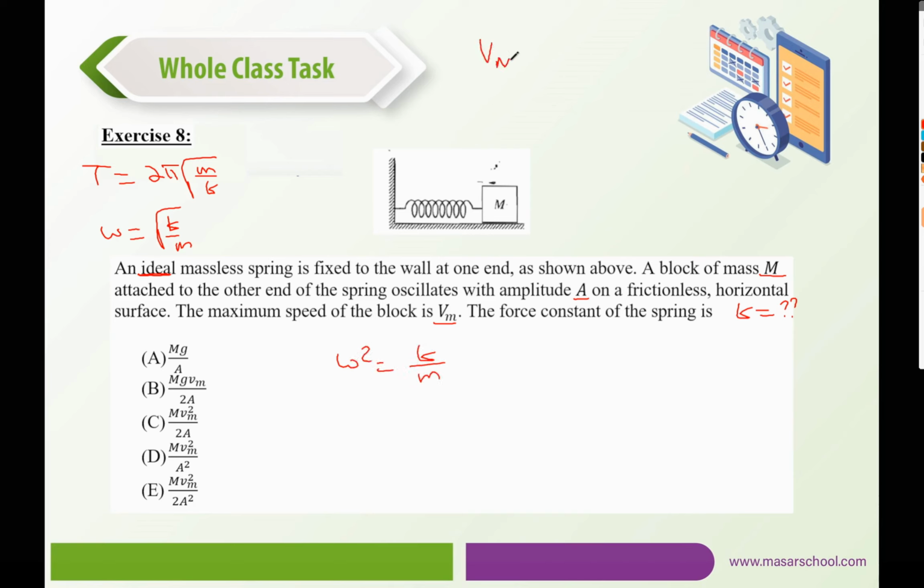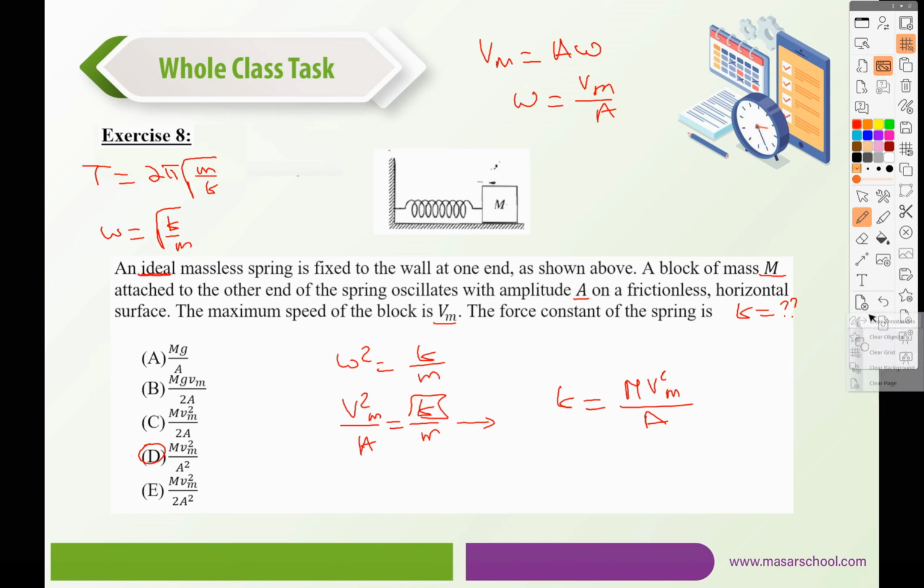But we know that Vm is given by A omega. So omega in this case is given by Vm divided by A, and that would be V squared m divided by A squared equals k over m. And if you're isolating for k, then k would be given by capital M V squared m divided by A squared, making D the correct answer. This is one way to solve it. Let me also demonstrate another way.